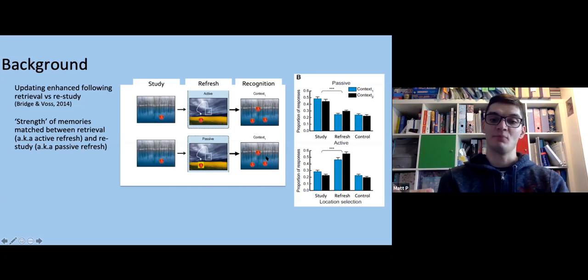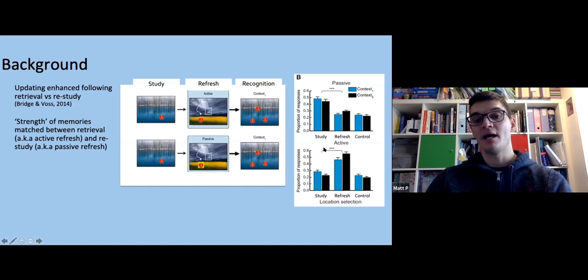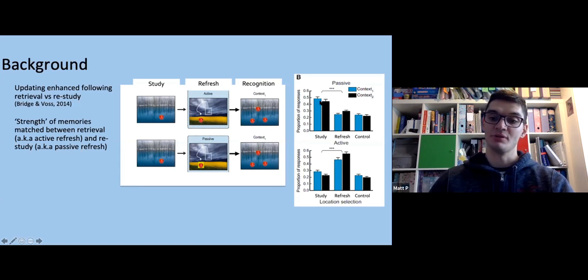And even when Bridge and Voss were controlling for this issue I've identified in matching between these two types of tasks, they still find that following active refresh, participants are more likely to select the incorrect object location, i.e. the refresh location, compared to the passive task, where participants are more likely to select the correct original location.